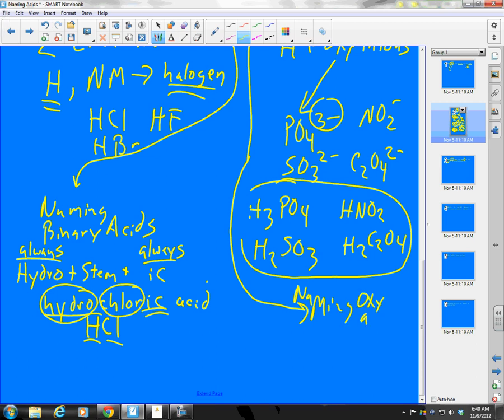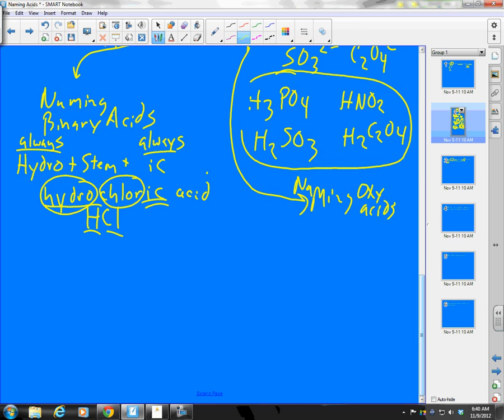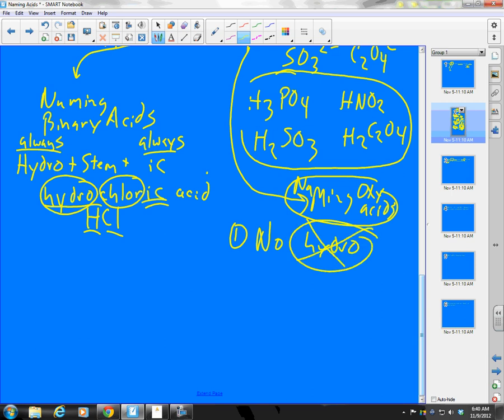oxyacids. First rule in naming oxyacids. Number 1, no hydro. If it says hydro, then it cannot be an oxyacid. So that means there's no hydro. Number 2, we have 2 choices for suffixes.